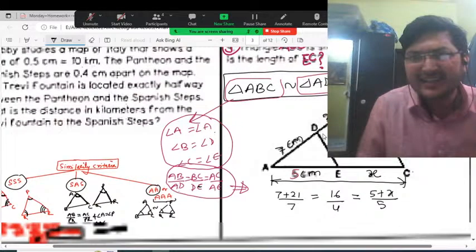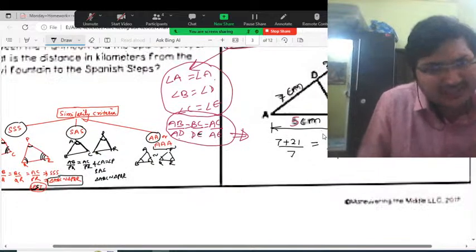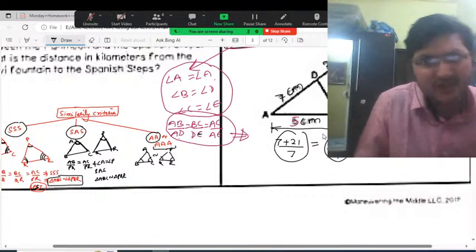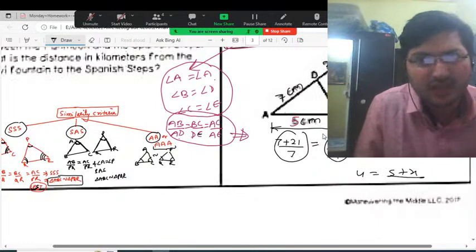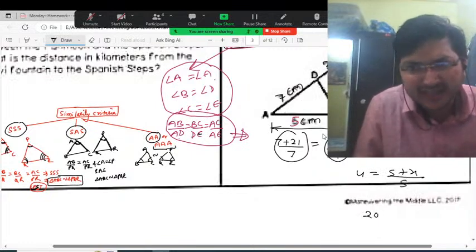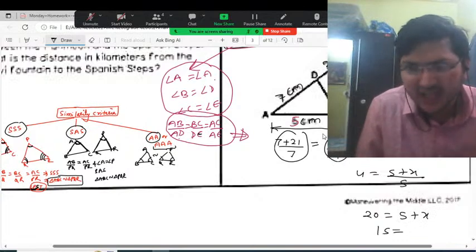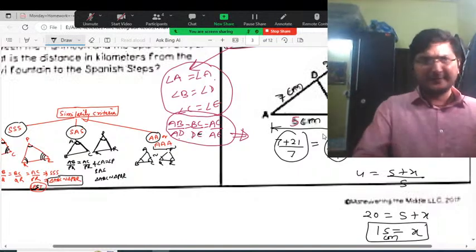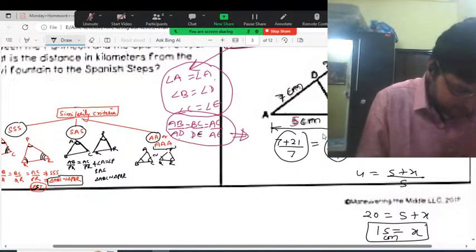Now you can take these two equal. Actually 28 over 7 is also 4 and 16 over 4 is also 4. You can equate this with 4 only. And finally you get 20 equal to 5 plus X. You subtract 5 from both sides. You will be able to get your X, which is 15 centimeters. Please tell me whether you understood everything or not.